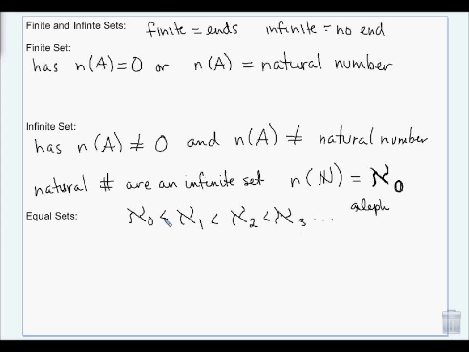So whole numbers, on the test, is it going to say that? No, you're not gonna have this on your test.